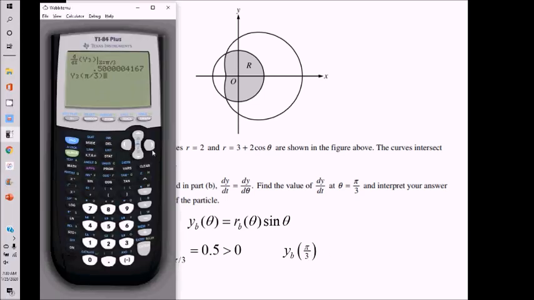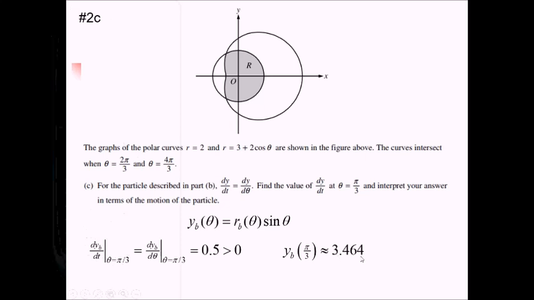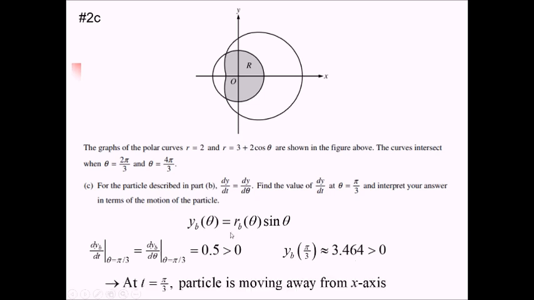So there we go. Y is really, again, stored as y3. And at this point, I'm thinking maybe I should have stored pi over 3 as a letter so I didn't have to keep writing it. But there it is, about 3.464. That is also a positive number. So I'm above the x-axis somewhere, and I'm becoming more above the x-axis. I'm moving in a more positive direction. Because these signs agree, that means at time pi over 3, our particle is moving away from the x-axis.